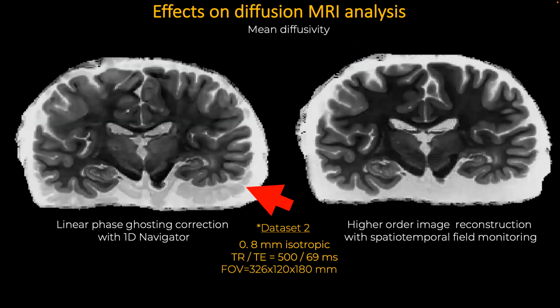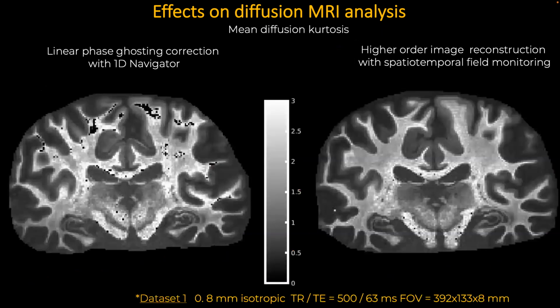And of course, we are also suffering from unwanted artifacts in the mean diffusivity, which can be well corrected with our technique because we are incorporating high order terms in the image reconstruction. Of course, this also has an effect on more advanced diffusion models like DKI.